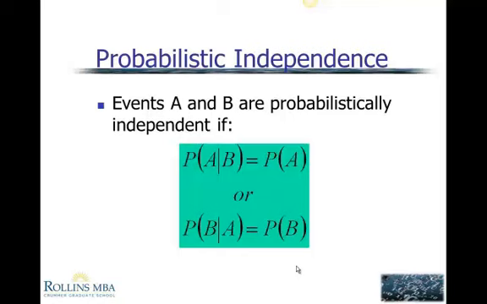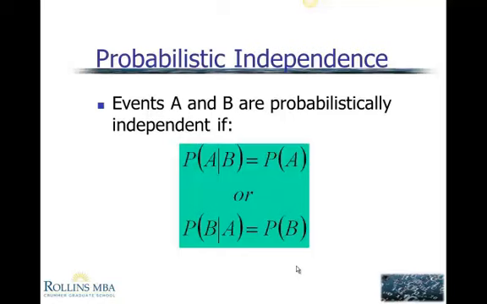And similarly, if the probability of B given A is equal to the probability of B, once again, the events are independent. So the idea is, does it matter if I know something about B in terms of what my probability of A is going to be? And if it doesn't matter, then the events are independent. If it does matter, if the left side and the right side of either of these expressions are not equal, then there is some dependence going on.